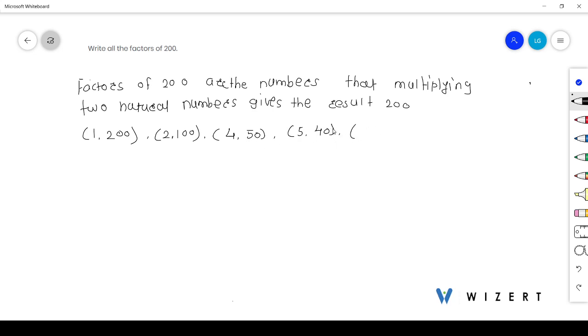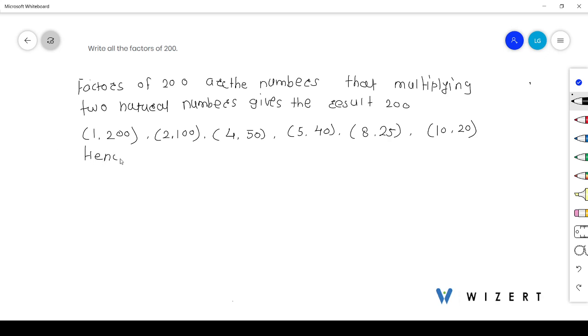Then, by divisibility test of 6, 7, 200 is not divisible by 6, 7. So, the next number is 8. So, 200 divided by 8 is 25. Then, as it is not divisible by 3, so it is not divisible by 9 too. So, the next number is 10. 200 divided by 10 is 20.